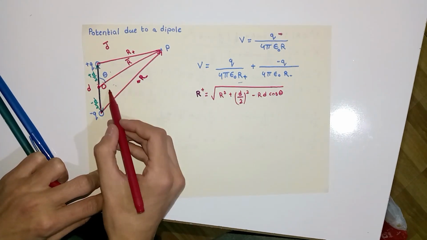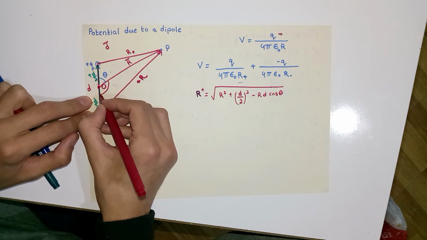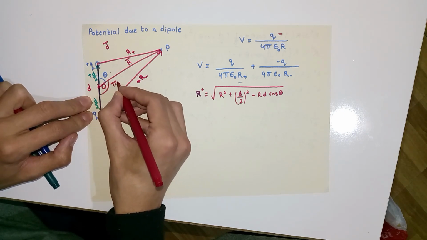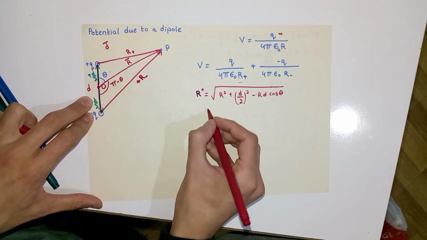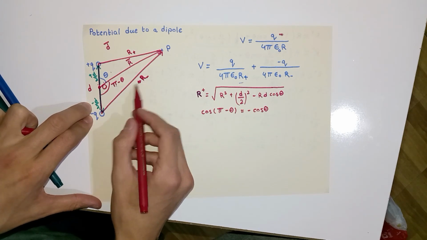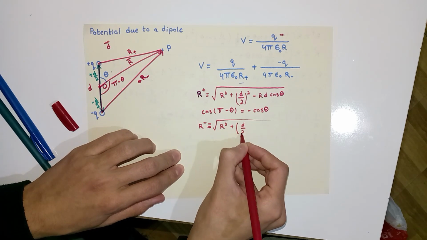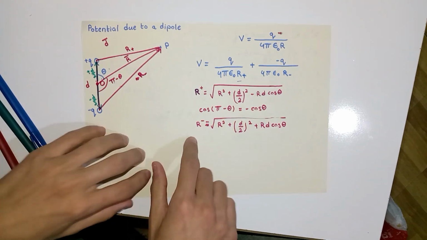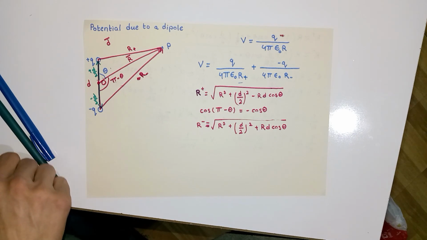Let me now apply this for the lower triangle, but the angle that we have here is pi minus theta, and we know from trigonometry that. Now apply the cosine rule for the lower triangle, and we are going to end up with. This simplification seems good, but it needs to be simplified more.